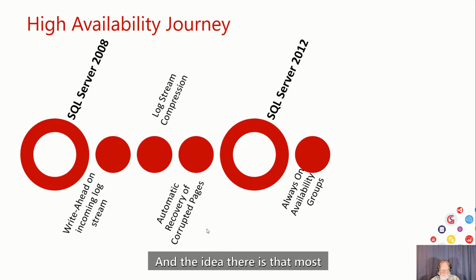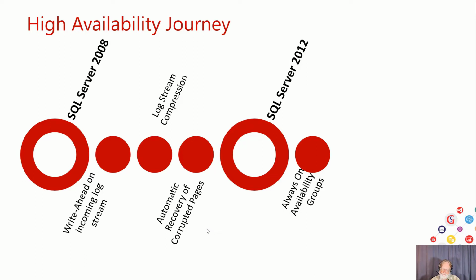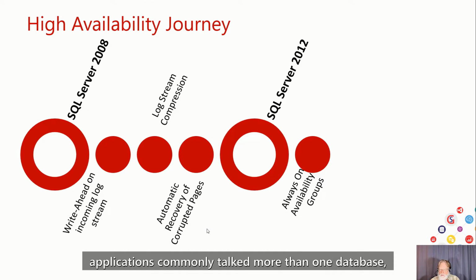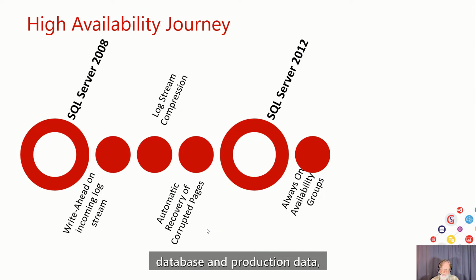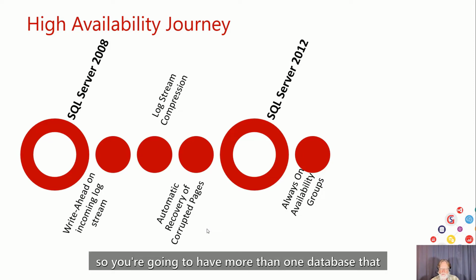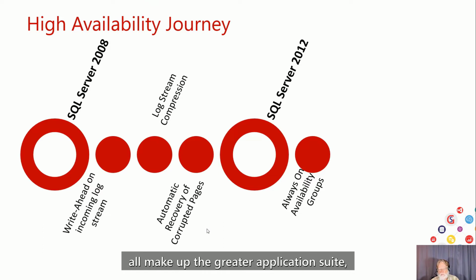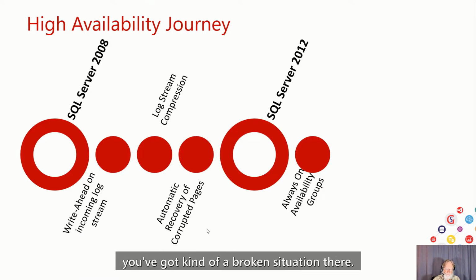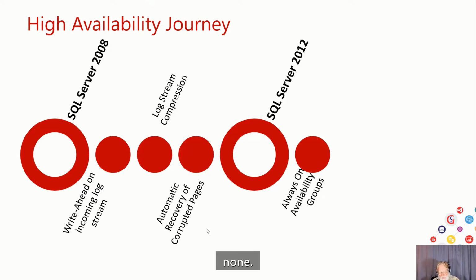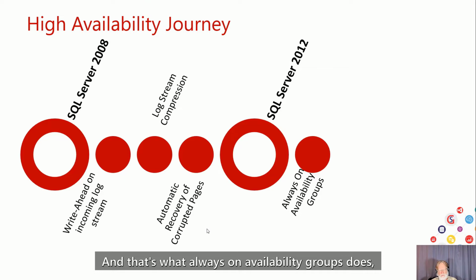And the idea there is that most applications commonly talk to more than one database. So you may have a configuration database or a historical database and production data. So you're going to have more than one database that all make up the greater application suite. And if one of those databases fails over and the others stay put, you've got kind of a broken situation there. So you would really like them to all move or none. And that's what Always On availability groups does.